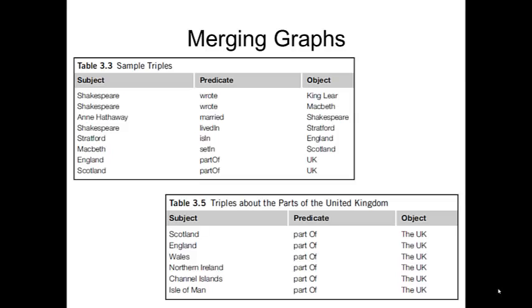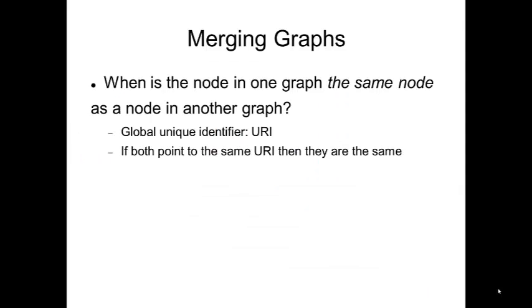So that's great. But of course, we're potentially getting information from different locations. The whole point of this is to integrate information from different locations and to be able to make inferences across those different graphs. So here are some examples. Here we've got some triples about Shakespeare, and here are some triples about the United Kingdom. So we know that Scotland is part of the UK, basically identifying each of the various parts within the United Kingdom. And we can take those two sets of triples and combine them into a single graph.